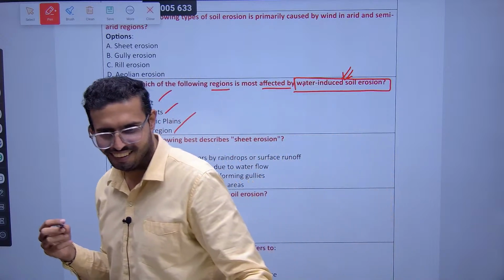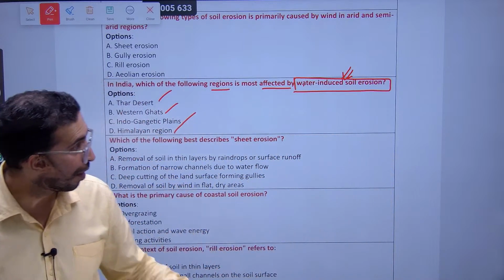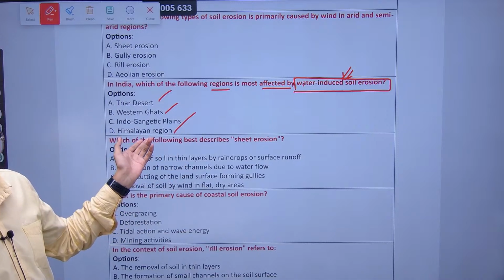Yes, Western Ghats. Yes, I have just given the example, but compare with respect to the Himalayan region.